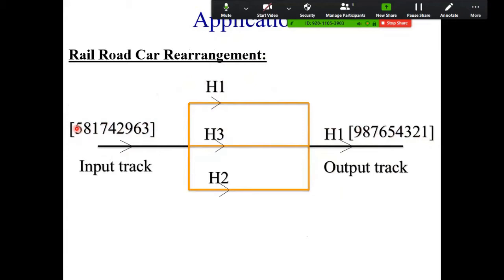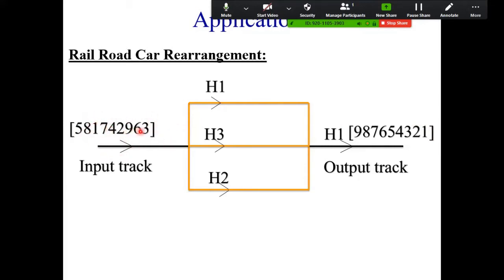So first, car number 5 is there in the queue. Next car number 3 is there in the queue. Next car number 6. Next car number 9. Next car number 2. Next car number 4, 7. Next one is there. After that car number 8 and car number 5 are there. First I need to take car number 1 to the output track. Before car number 1, I have 6 cars standing in a queue.